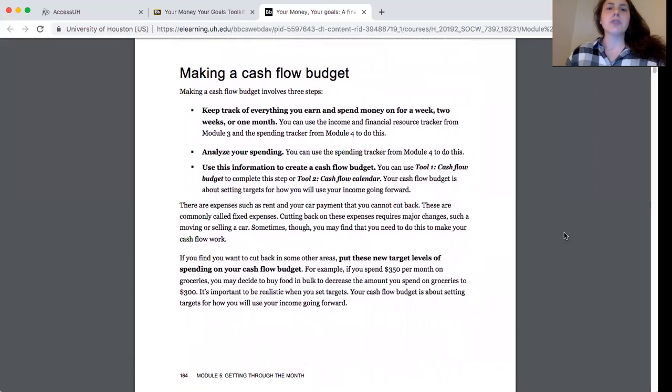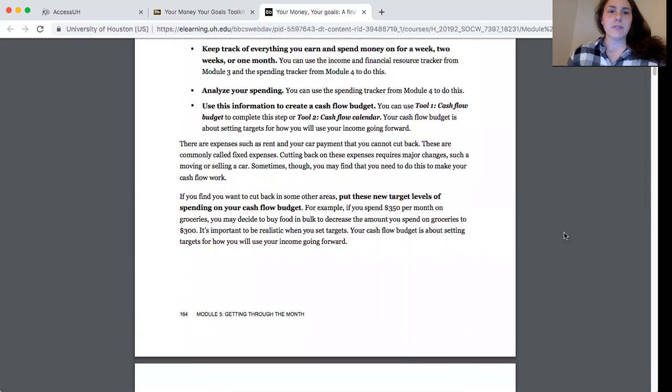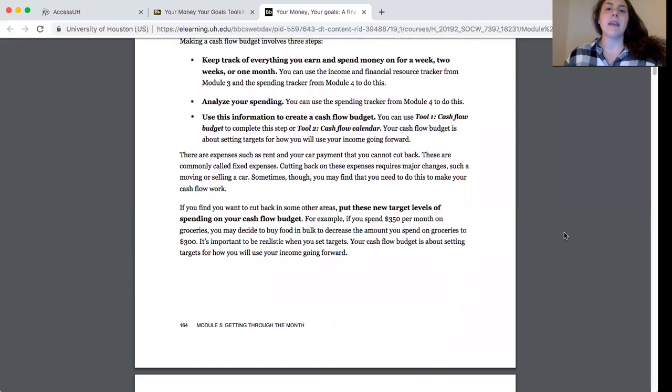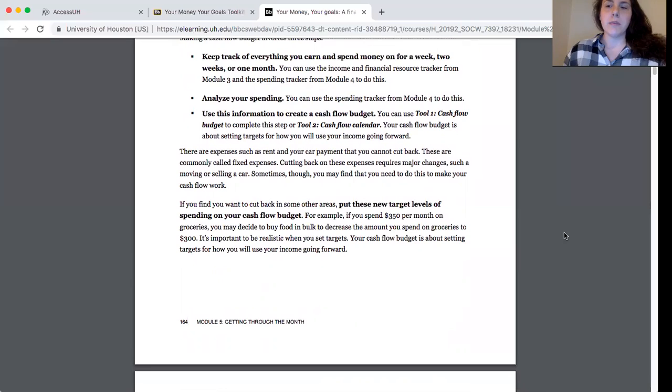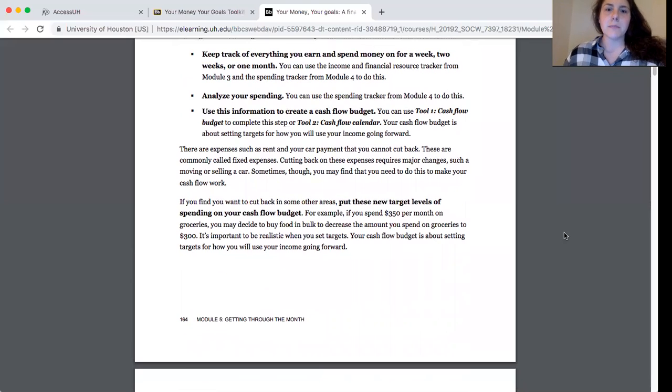So there's 3 steps involved in making the cash flow budget. So it's keeping track of everything I earn and spend on money for a week, 2 weeks, or a month. In the example that we're doing, we're going to do it on a week-by-week basis, although it's going to include several weeks. So analyze my spending. So again, Module 4 goes over this, and then use the information in these above steps to create the cash flow budget.